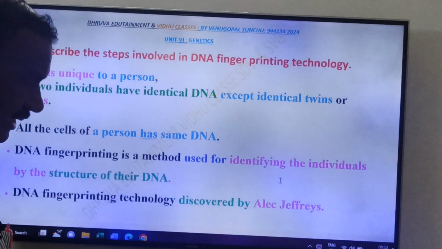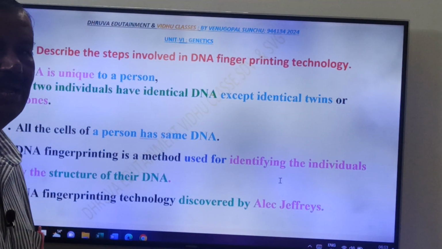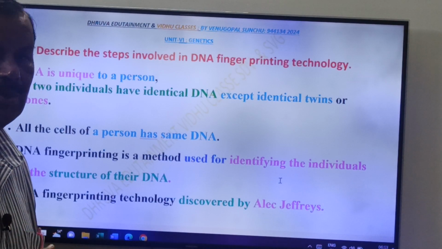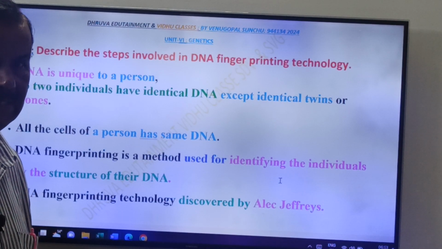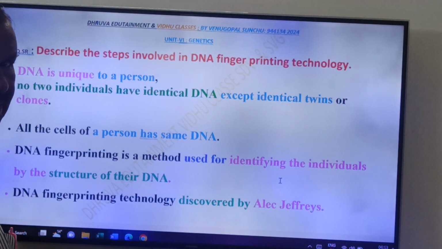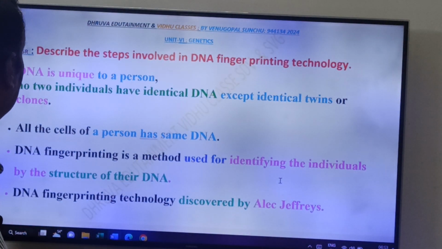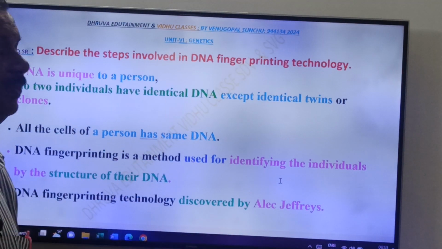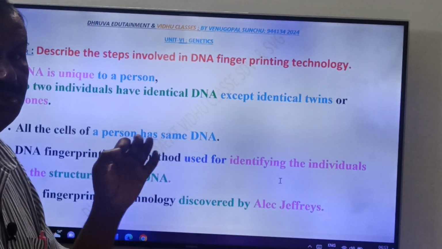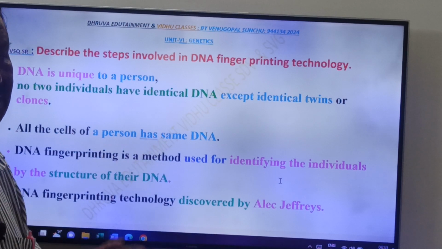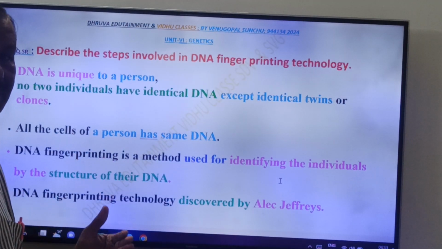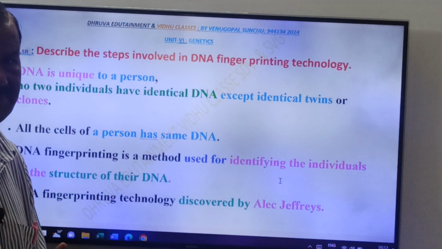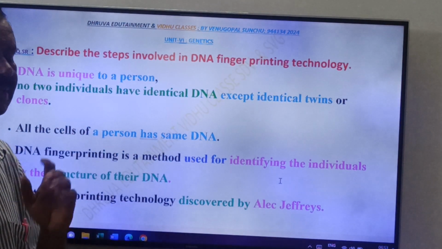Friends, DNA. It is deoxyribonucleic acid. It is present in the chromosomes. Okay, friends. This DNA, like our fingerprints, is unique to a person. Very, very important. It means the DNA of one person is not similar to the DNA of another person, friends. So it is unique to a person.